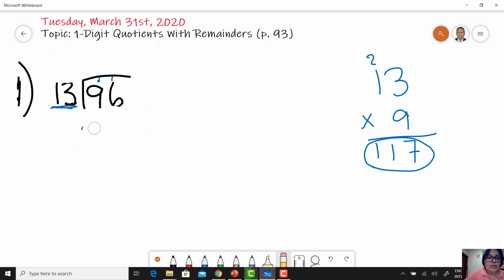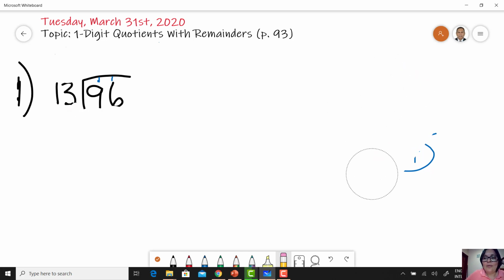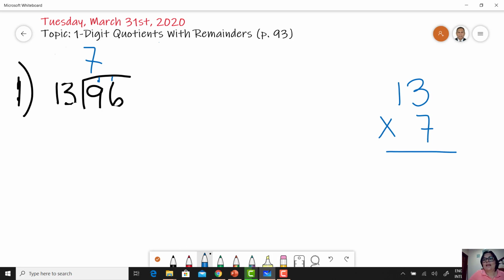So what about if we try with a smaller number? Let's try with number 7, for example. So we have to multiply 7 times 13 or 13 times 7. Let's do it. 7 times 3, 21, right? 1 in here and 2 here. 7 times 1, 7 plus 2, 9. Okay, now we can use this one because 91 is less than 96 and now we can subtract.